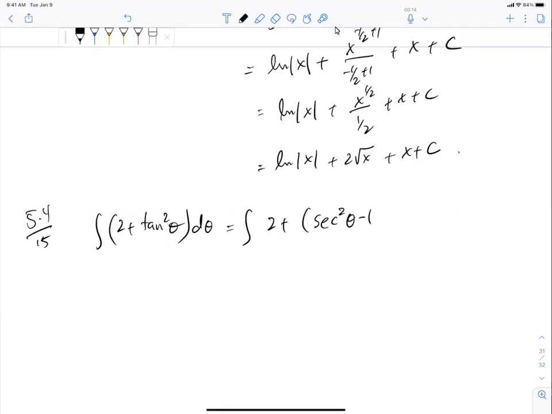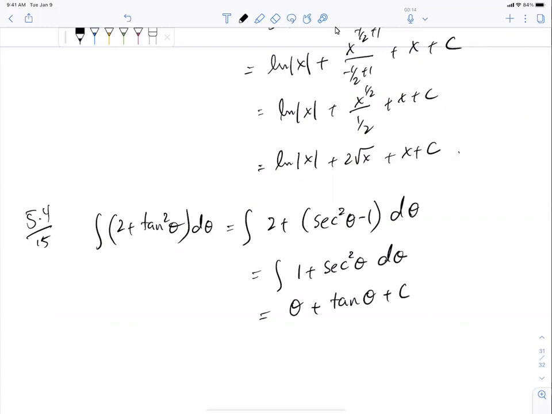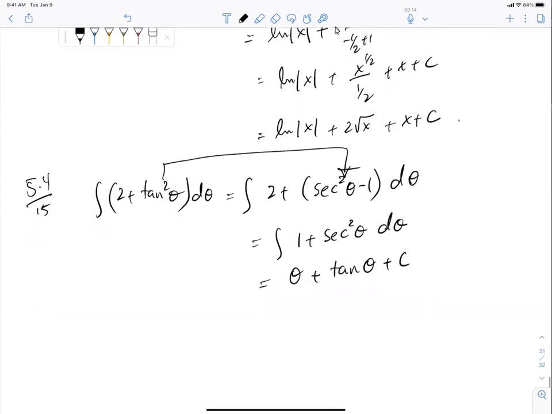If you guys remember. So I can rewrite it as 1 plus secant squared d theta. The antiderivative of 1 is theta. The antiderivative of secant squared is tan. So this is how you're approaching it. Sometimes you have to use a trig identity and know that tan squared is secant squared minus 1.